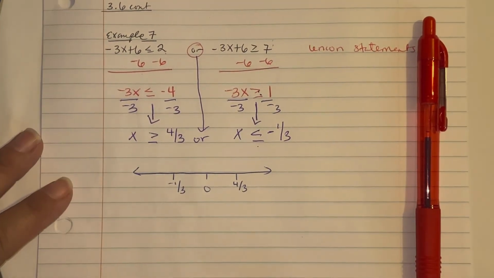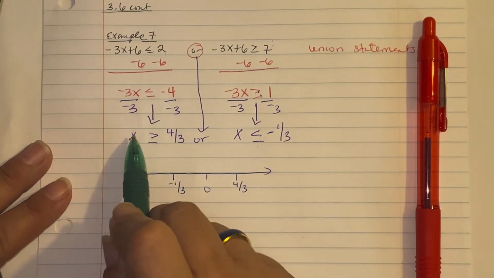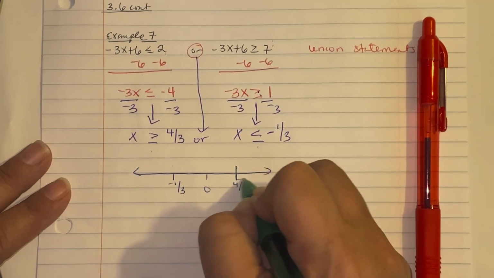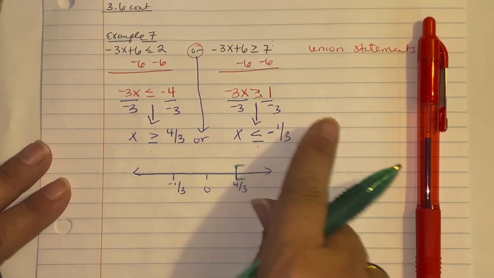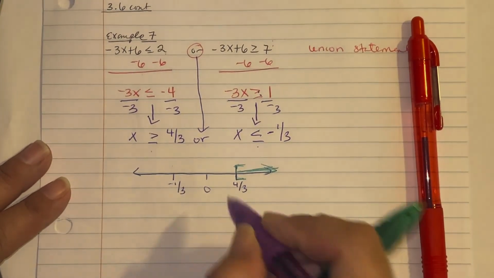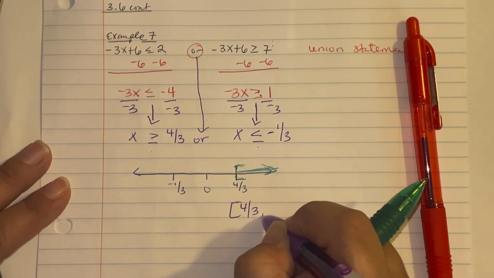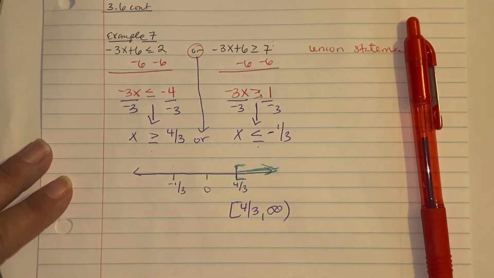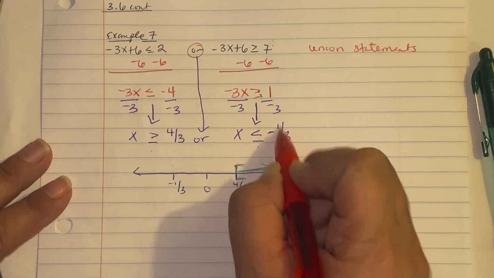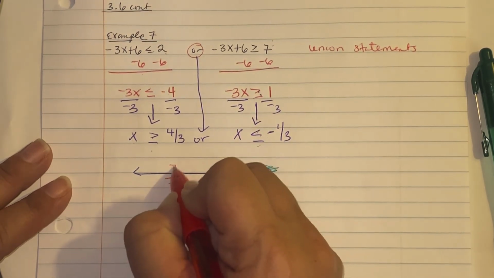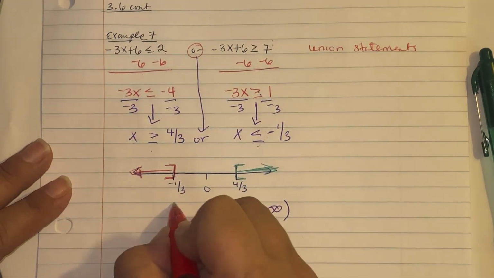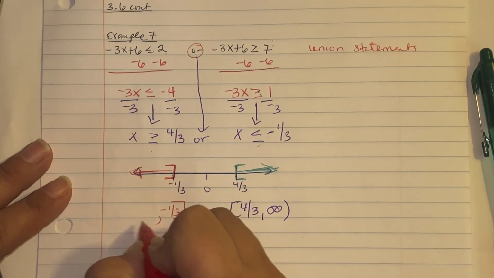Okay, on the first one it says all the values of x are going to be greater than or equal to 4/3. So we have a bracket at 4/3, and the arrow is pointing to the right, going to positive infinity. So we have a bracket at 4/3 going to infinity. On the second one, it says x is less than or equal to -1/3. So at -1/3, we also have a bracket, but the arrow is pointing to the left, to negative infinity. So we have a bracket at -1/3, comma, and because it's negative infinity, it had to be the first part.